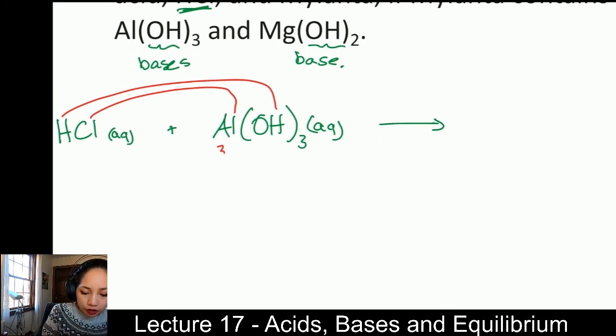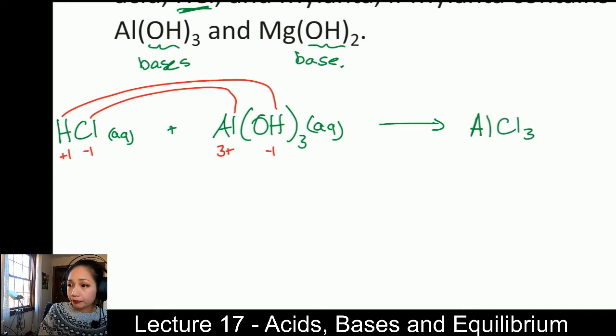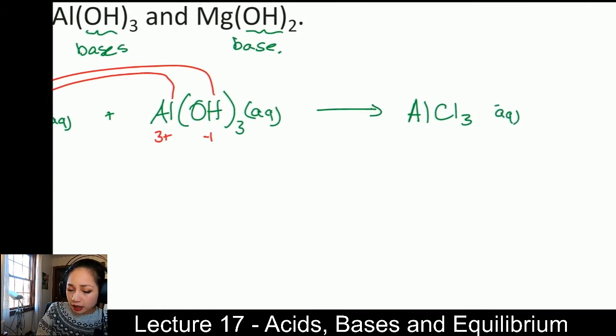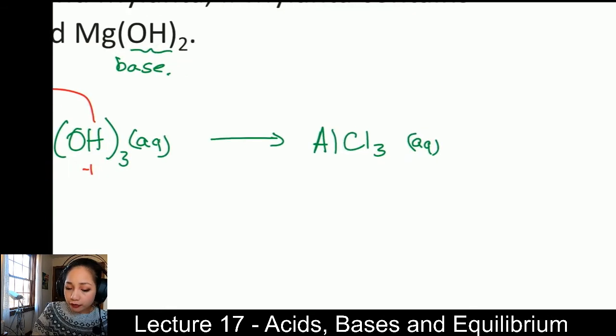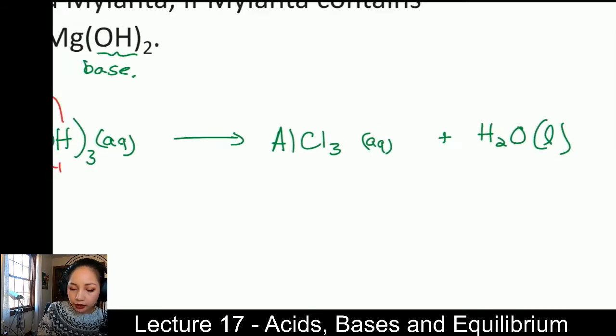All right, and if we look at the charges here, aluminum is 3 plus, and everything else just has a 1 charge. So H is 1 plus, chloride is -1, hydroxide is -1. To balance aluminum, my product is going to be aluminum chloride with 3 chlorides, because we need 3 chlorides to balance 3 plus aluminum. This is aqueous if you look at the solubility table. And then finally, H combining with OH gives us water. And that's always a liquid within neutralization reactions.